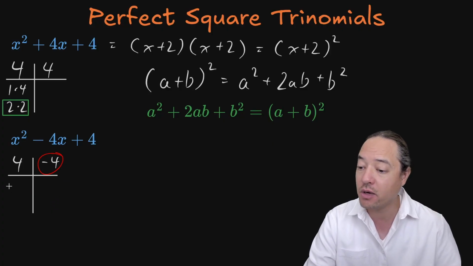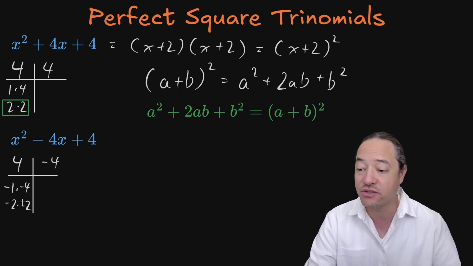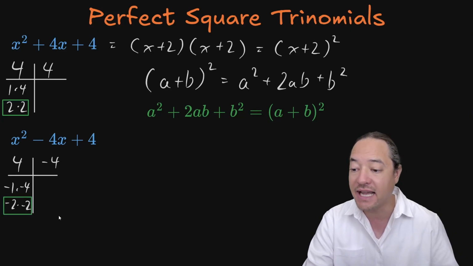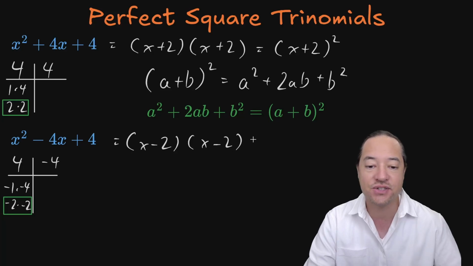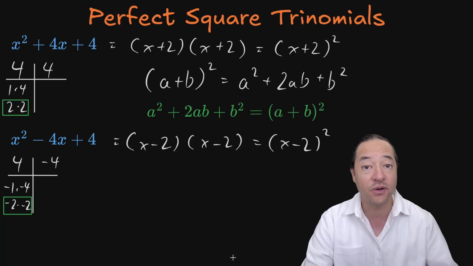So here then we must have something like a negative 1 times a negative 4, or a negative 2 times a negative 2. And clearly, again, it's going to be this second one here. Negative 2 plus negative 2 equals negative 4. So just like before, we can write this as x minus 2 times x minus 2, and that's the same as x minus 2 squared, okay?